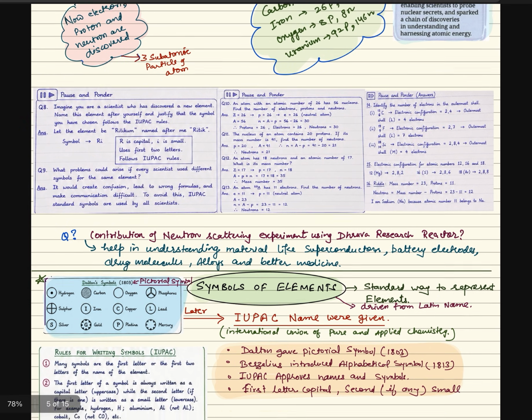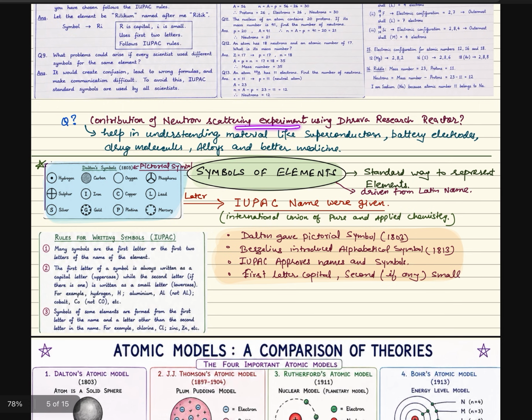Okay, and after that, the contribution of neutron scattering experiments at the Dhruva Research Center. In India there is a Dhruva Research Center, and they ask what is the contribution of neutron scattering experiments. Neutron scattering experiments help in understanding materials like superconductors, better electrodes, drug molecules, alloys, and better medicine. So remember this question.